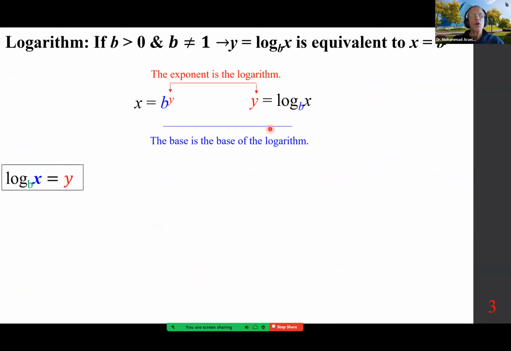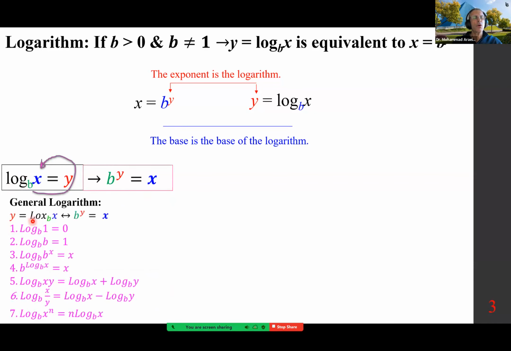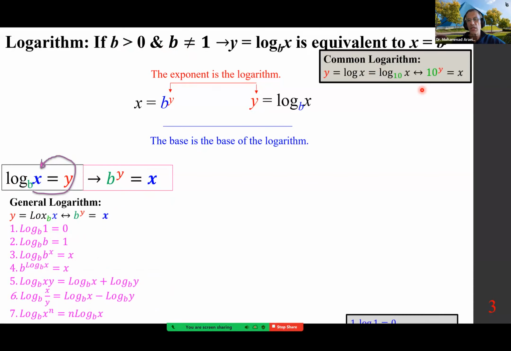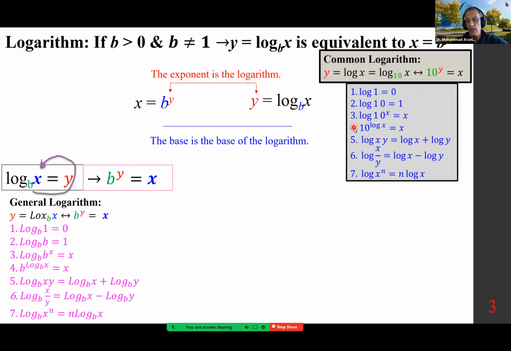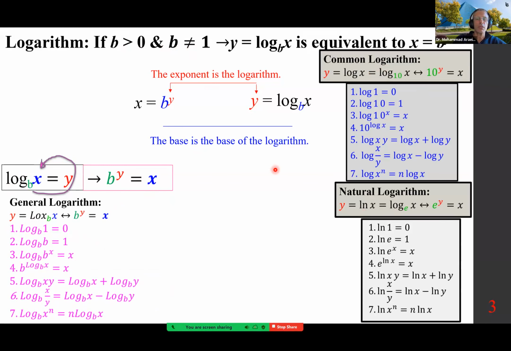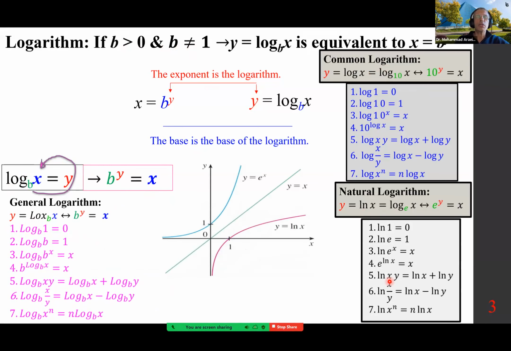To be comfortable with logs, we should be able to go from logarithmic format to exponential format using this arrow: b to the power of y is x. All the properties of logs for a general case, where b must be positive and can't be 1, are understood. Then translation into common log when the base is 10 is fairly easy, and into natural log when the base is e, the same thing. So from here to here to here. And of course, the graphs of exponential functions and logarithmic functions are symmetric with respect to the line y equals x because they are inverse functions.